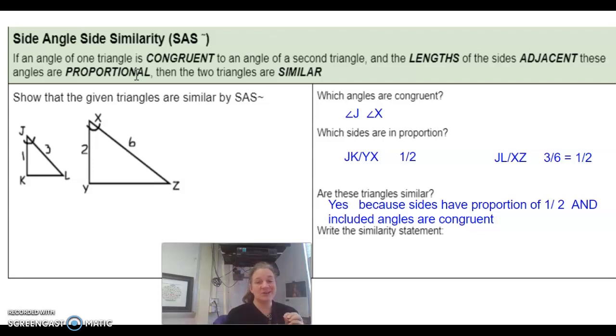And the included angle is congruent. I've marked J and X as congruent. They have the same mark on them, so they're congruent. So that means that triangle JKL is similar to triangle XYZ. Not congruent. It's not the same thing because of the side angle side similarity theorem. Not the side angle side congruency theorem. They're not congruent. They're just similar. They're not congruent because 1 doesn't equal 2. 3 doesn't equal 6. That's crazy. What are you guys thinking?